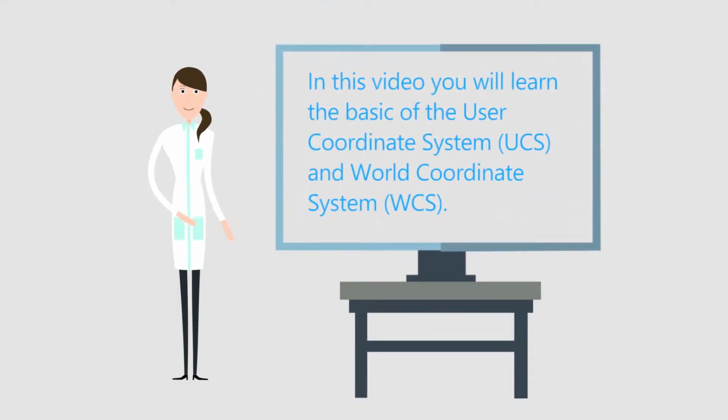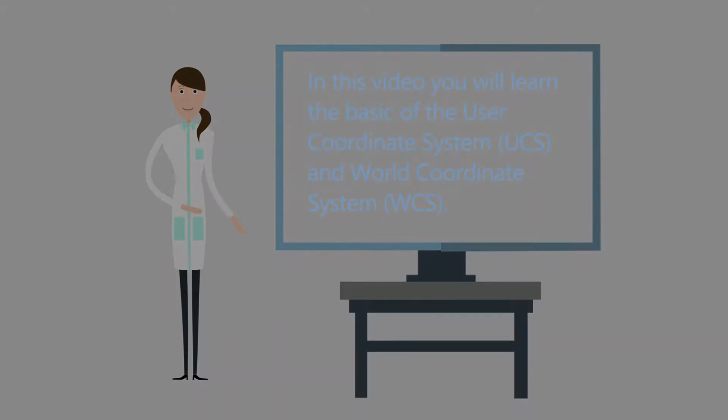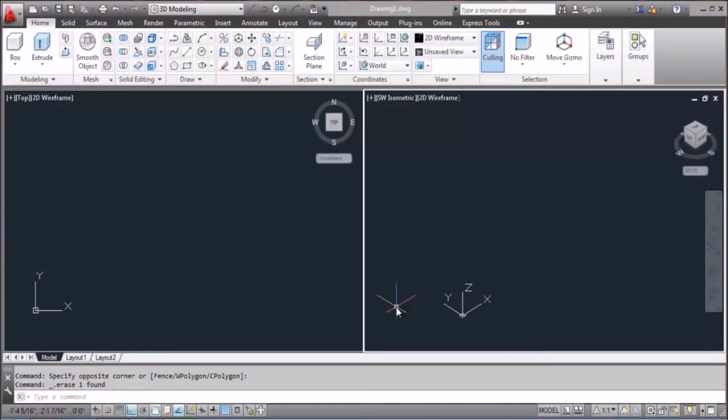In this video, you will learn the basics of the User Coordinate System (UCS) and World Coordinate System (WCS). In this AutoCAD tutorial, I want to talk about how we use the User Coordinate System. The User Coordinate System, or UCS, is really important in modeling, especially when you get into more advanced areas.